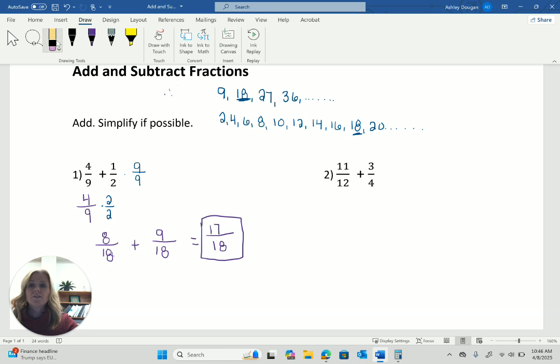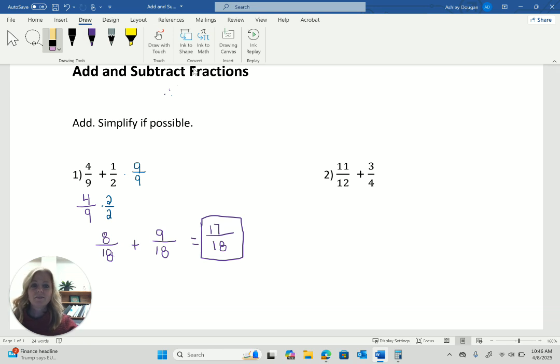So let's look at our second example. We have 11/12 plus 3/4. Now again, if I'm adding or subtracting, those have to be common denominators. The bottom numbers have to be the same in order for me to add them together. They're not, so I might have to multiply one of the fractions or both of the fractions by something to make the bottom number the same.